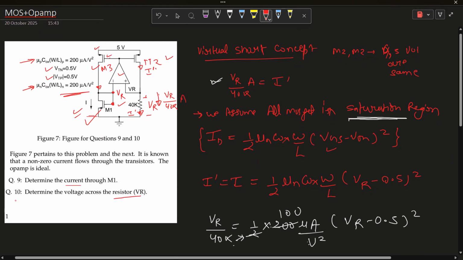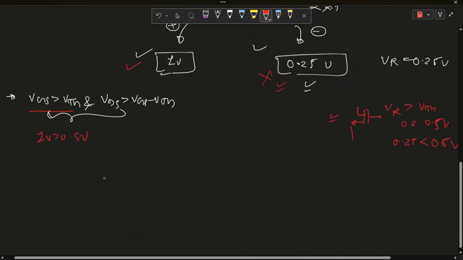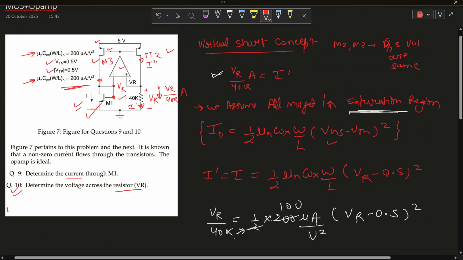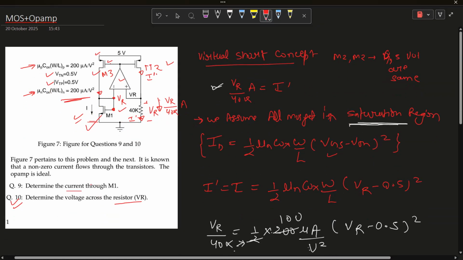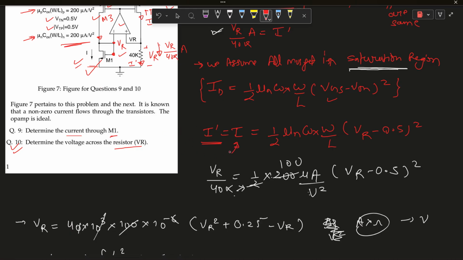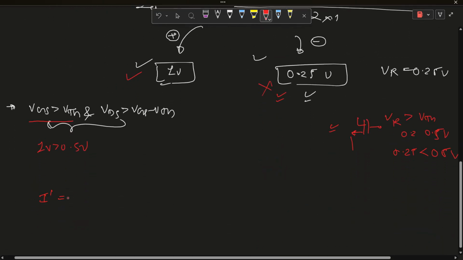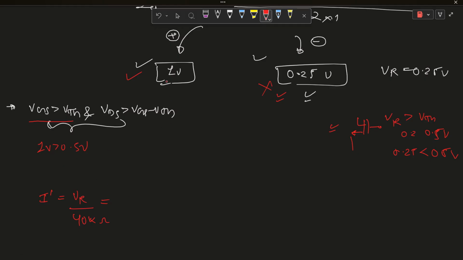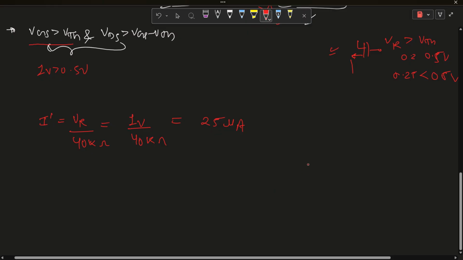So we solved this part to find the voltage across the resistor. And for the first part of the question, what is the current in the M1 MOSFET? I dash current is equal to I current. If we find the I dash current, then we automatically find the I current. I dash is equal to VR upon 40 kilo ohm, and we found that VR is 1 volt. So 1 volt upon 40 kilo ohms gives 25 microampere.